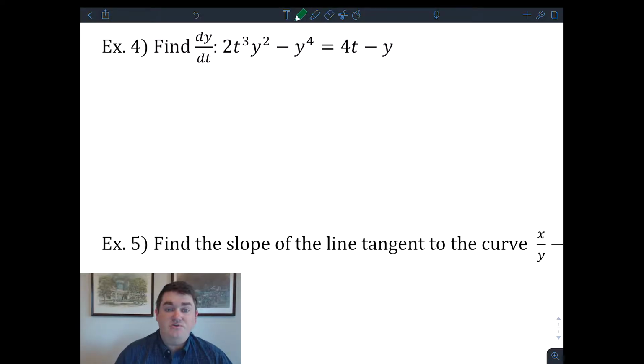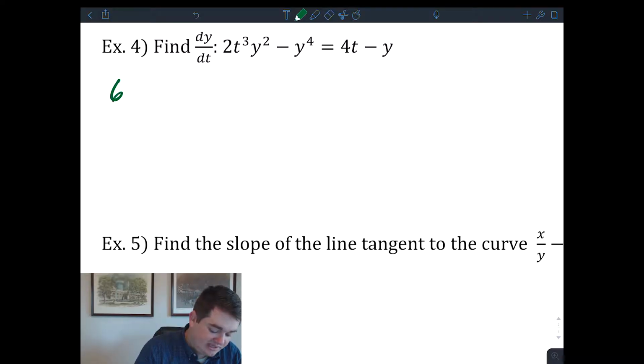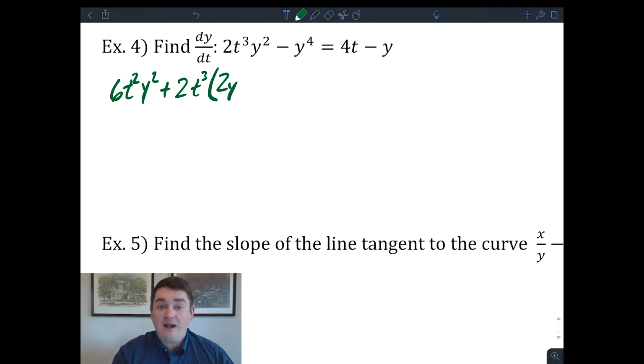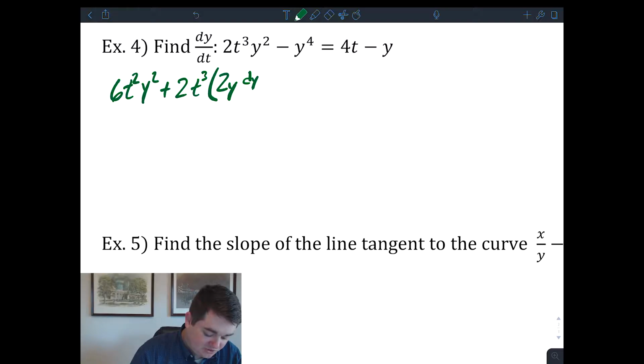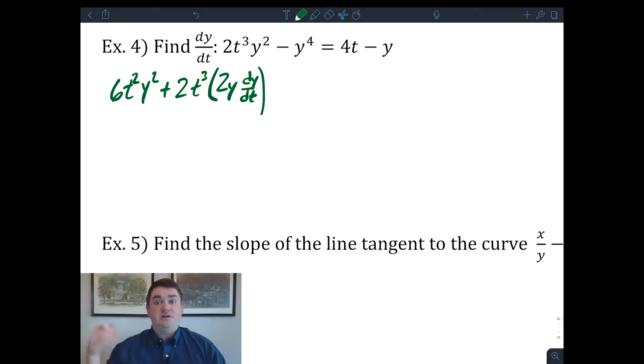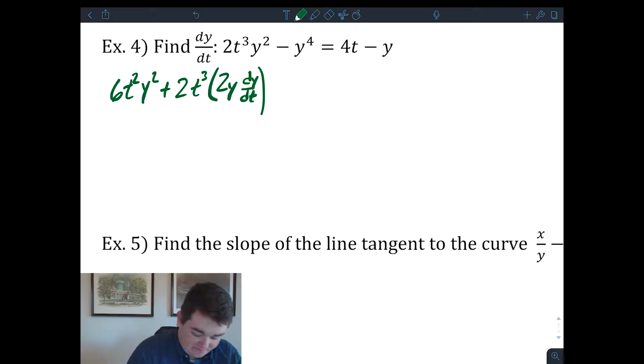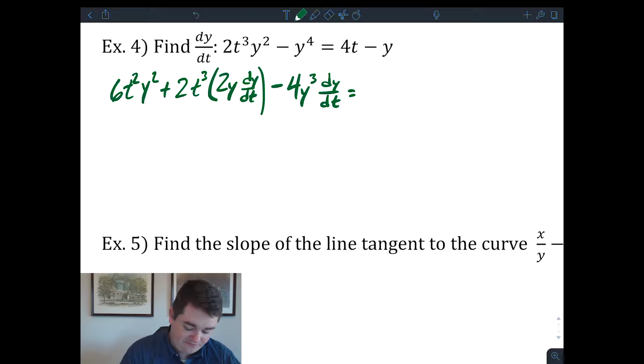So here we go. The derivative of 2t cubed y squared, using the product rule, the derivative of 2t cubed is 6t squared times y squared plus 2t cubed times the derivative of y squared, which is 2y dy dt. Okay, there's that differential piece. I took the derivative of a y with respect to t, so I tack on the dy dt, minus 4y cubed dy dt equals, the derivative of 4t is just 4, minus the derivative of y is 1 dy dt.